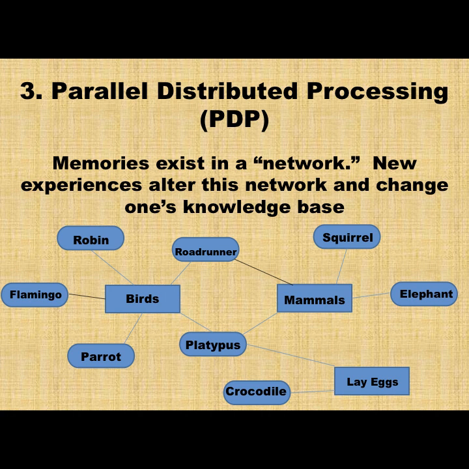The connection of flamingo is a bit weaker than the connection to robin, which might have been one of the first associations that this person made with a bird. So that's a bit weaker, but maybe it's getting stronger over time. We don't really know. We don't have any examples of this. We don't know the person. Okay, so let's look at the mammal side. Under mammals, we have squirrels, elephants, platypi, and roadrunners. Do you see something that doesn't belong? Because I don't think roadrunners are mammals last time I checked.